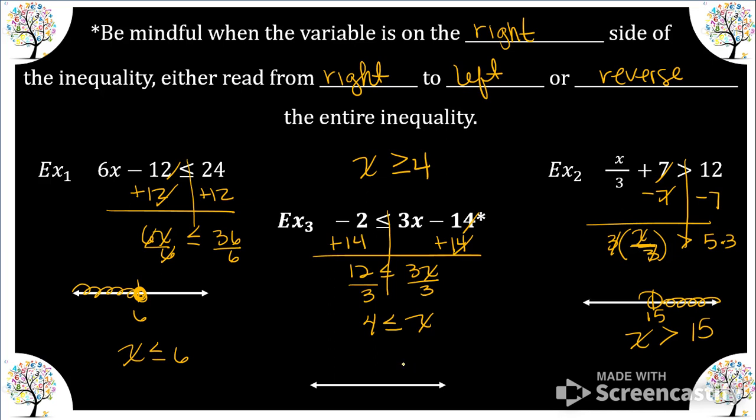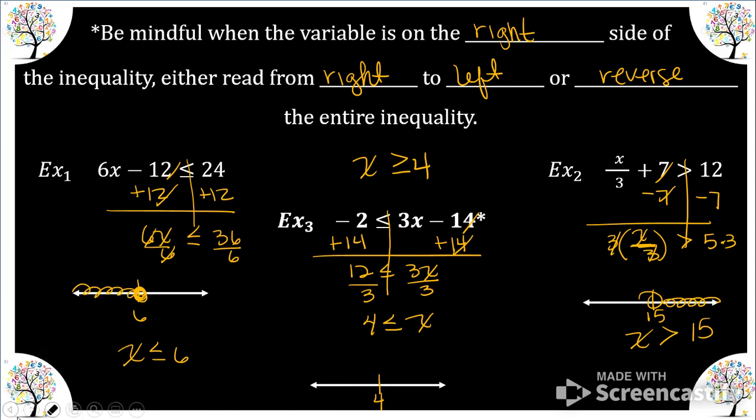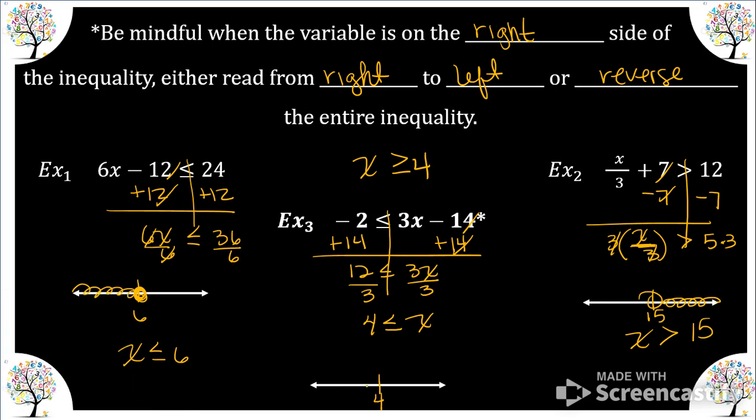And now when we graph this, our boundary number 4 is included. So we close it and we shade. Whoops, I was doing it wrong. Don't make that mistake. Good learning opportunity right there. So it's included and we shade x is greater, so we shade to the right.